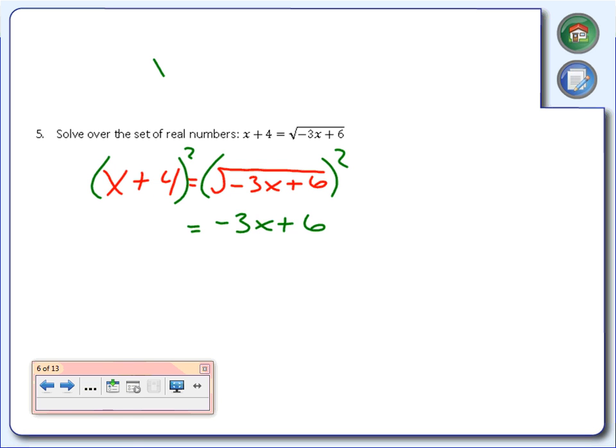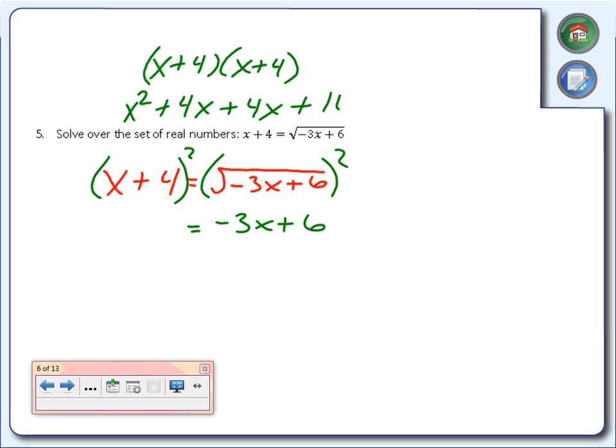What we did is we went out to the side and multiplied x plus 4 times x plus 4. And the way we did that is using some 4. So that's what I'm going to do here. I'm going to do some 4. X times x is x squared. X times 4 is 4x. 4 times x is 4x. And 4 times 4 is 16.